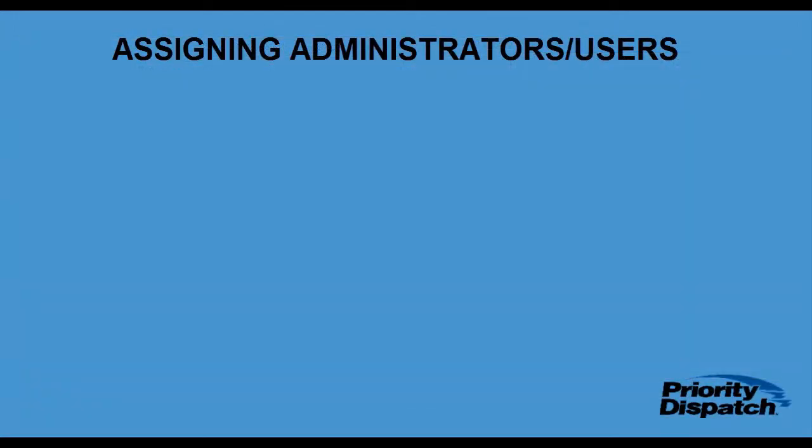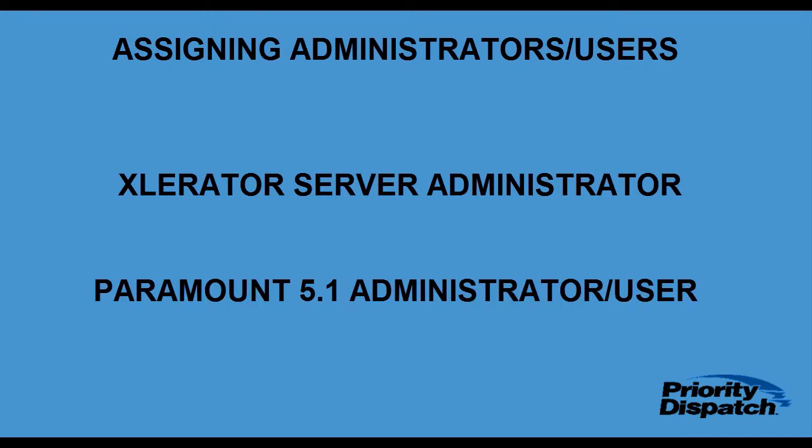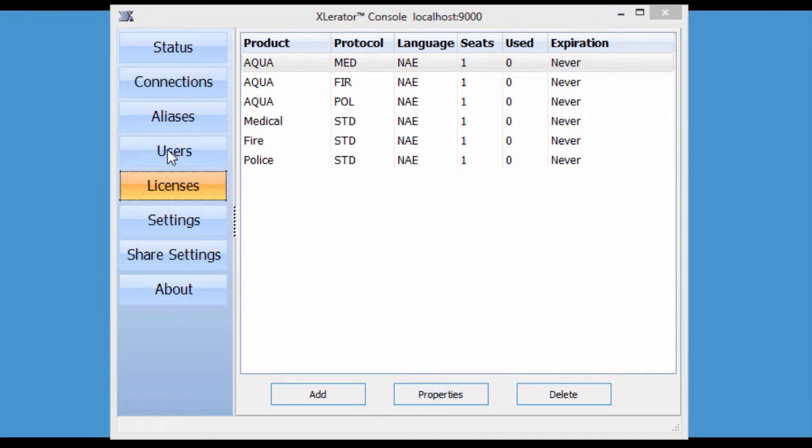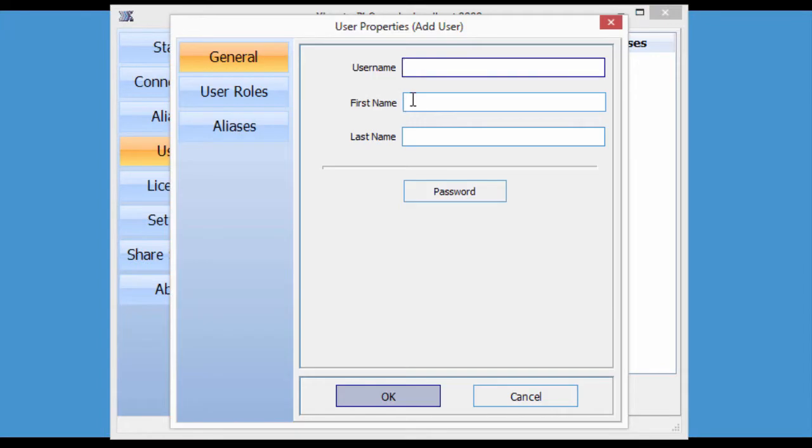Now we'll create users on our XLerator server. There are two types of users: an XLerator server administrator and a Paramount 5.1 administrator or user. To begin, select the User tab along the left side of the console. Then select Add. We'll create the XLerator administrator first.